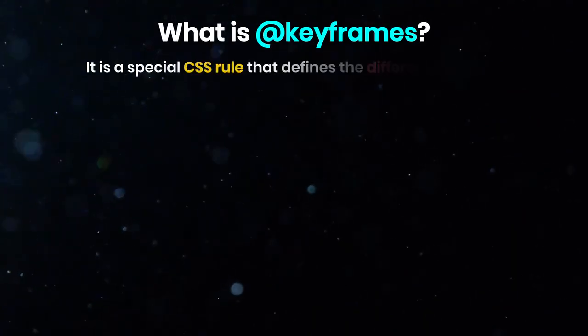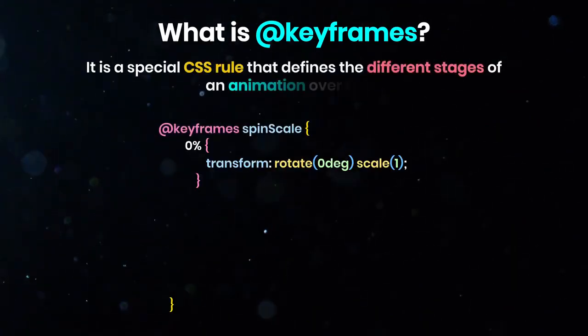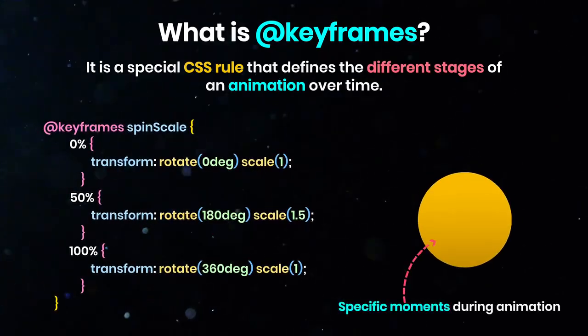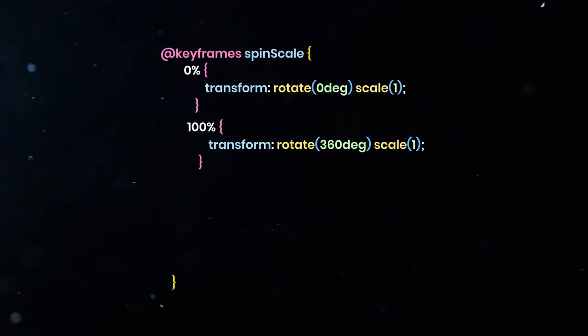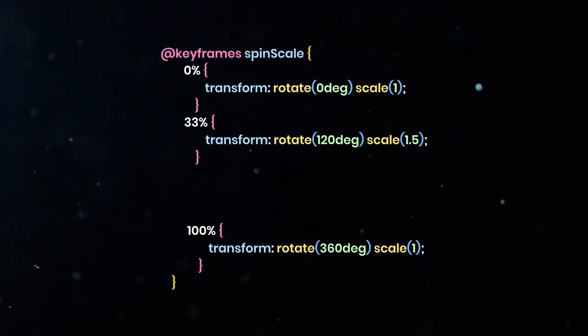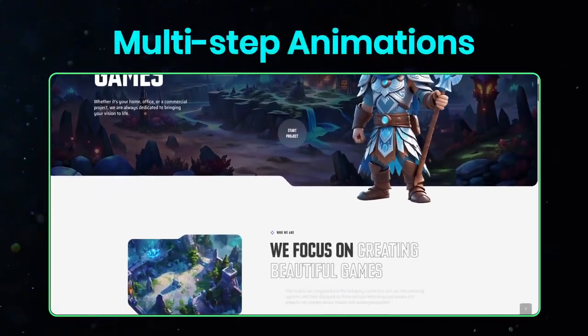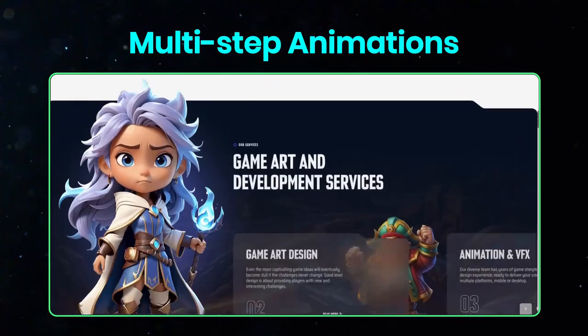So what are keyframes? Keyframes is a special CSS rule that defines the different stages of an animation over time. It controls how an element looks at specific moments during the animation. Instead of just having a starting point and an ending point, keyframes lets you add multiple steps in between. This means you can create detailed, multi-step animations with full control.